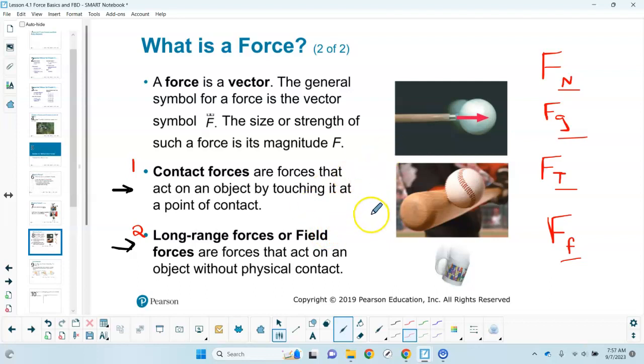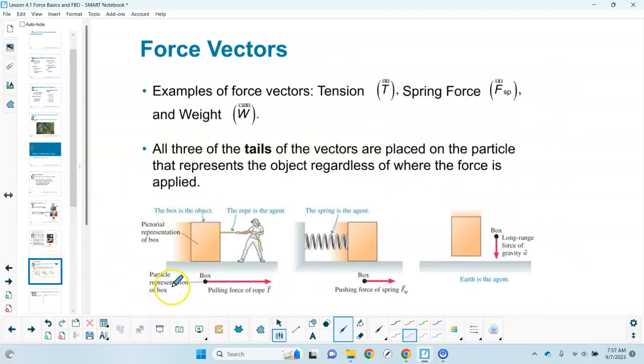It doesn't really matter. We still draw vectors the same way. It doesn't matter if it's a contact force or a long-range force or field force. We still draw just arrows starting at the object. Okay, so here, if you look at this example, again, this book uses slightly different notation, so I would call this Ft for the force of tension, and F spring, and then F weight or F gravity for that.